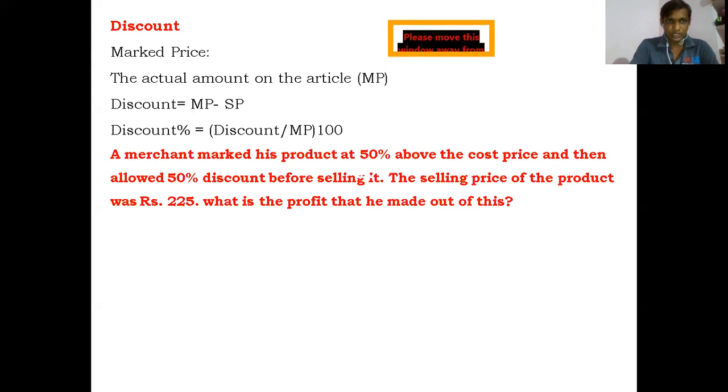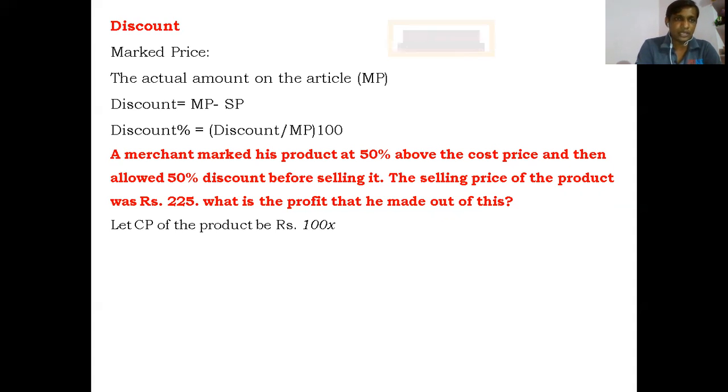So here a merchant marked his product at 50% above the cost price, then allowed 50% discount before selling it. The selling price of the product is 225 rupees. Then what was the profit he made out of this? So here a merchant is there. I don't know the cost price, so I'm taking it as 100x. That is, cost price of the product is 100 rupees, or 100x.